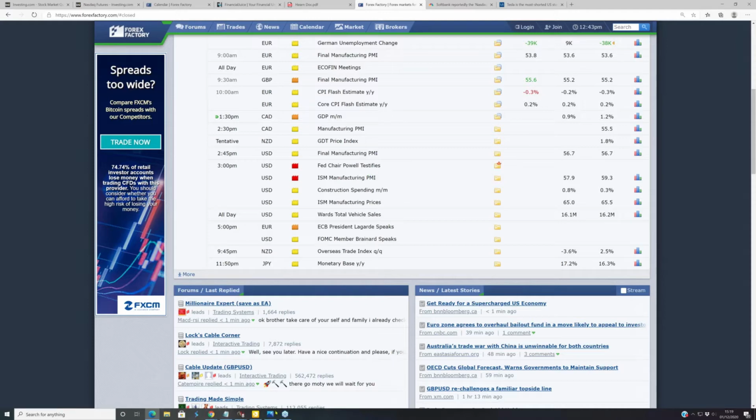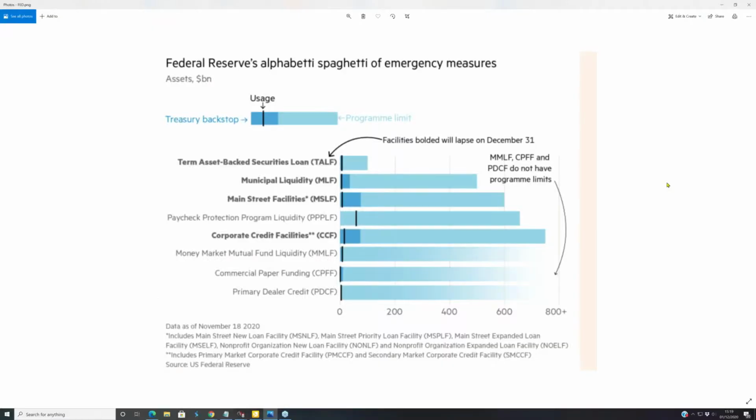There are all sorts of Fed programs on the go at the moment, and I found a screenshot, an image of what all these programs are. It's, as I said here, an alphabet spaghetti of emergency measures. Again, this is what I was trying to explain to you. These are referred to in mainstream media. One of these comes up on your news feed, and suddenly the price action completely rolls over or shoots up higher. So that's something else that you have to be aware of.